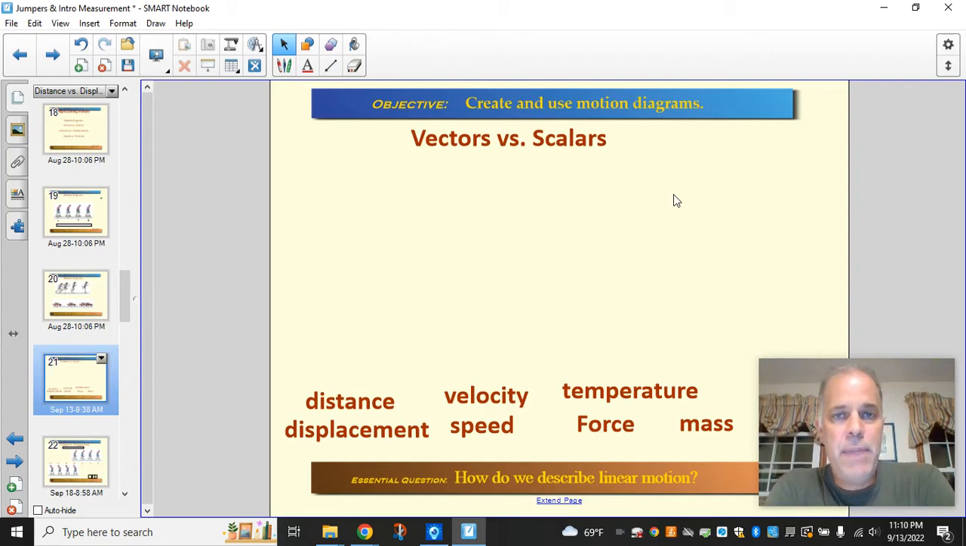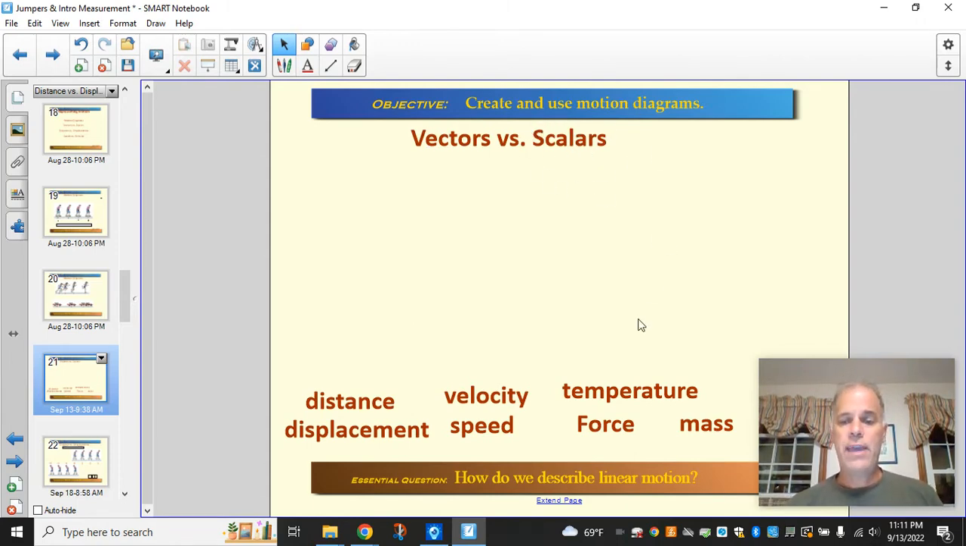Now, anything that we can measure, anything we can hang a number on, is going to fall into one of these two categories. This will make more sense when we look at some examples, but if direction matters, then it is a vector quantity. And if direction does not matter or it's meaningless, then it is a scalar quantity.